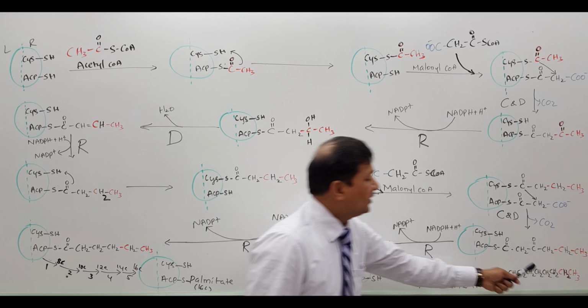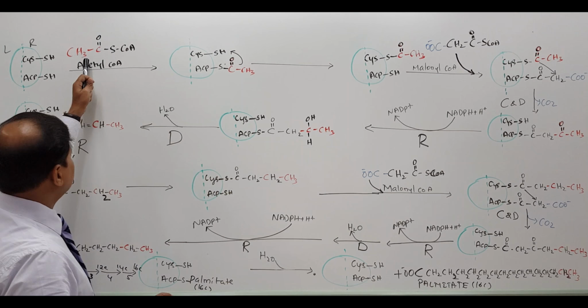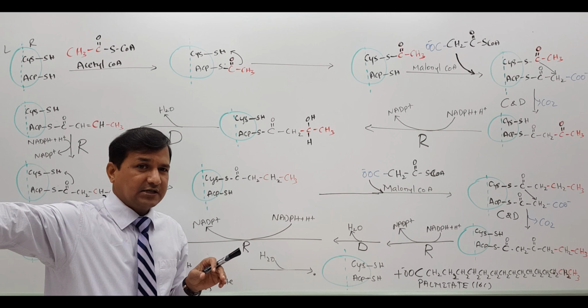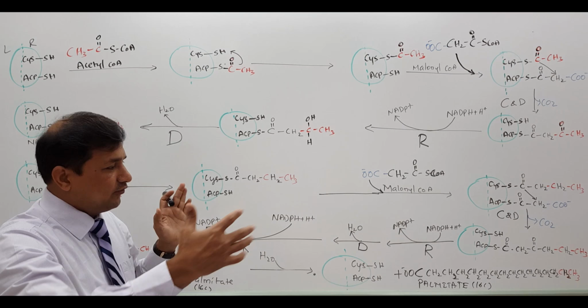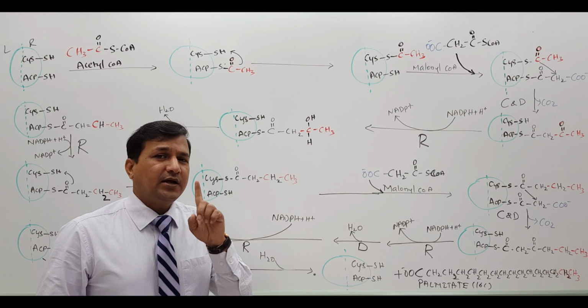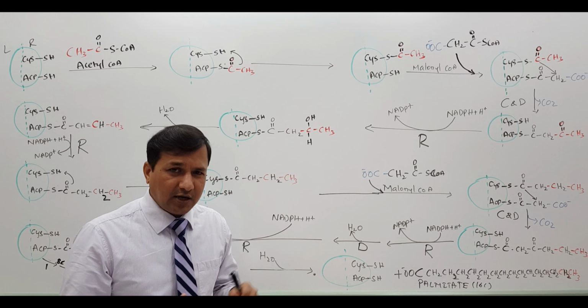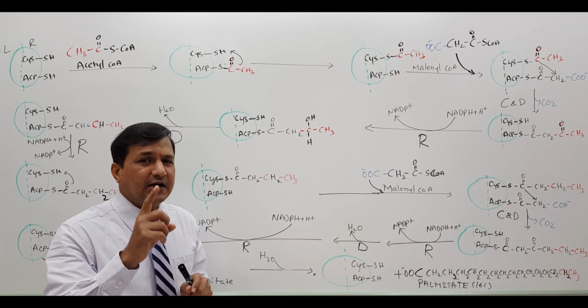Always remember, acetyl-CoA, the red colored carbon, is going to contribute the last two carbons in a fatty acid molecule. The first 14, carbons 1 to 14, are contributed by malonyl-CoA. Now, how do you get malonyl-CoA? You get malonyl-CoA from the acetyl-CoA carboxylase enzyme, and malonyl-CoA is a 3-carbon molecule. Out of the 3 carbons, 1 carbon is coming from carbon dioxide and the rest 2 carbons are coming from the acetyl-CoA molecule.